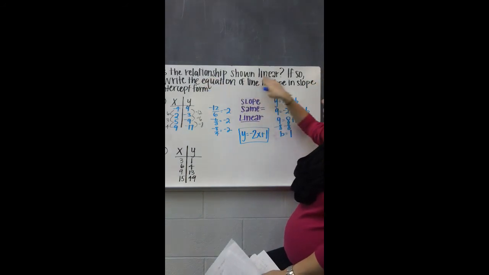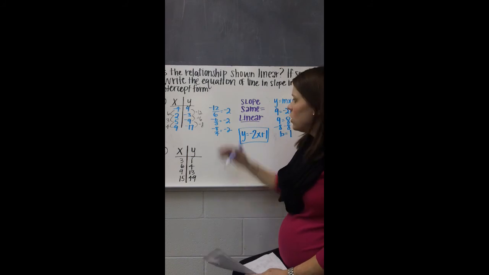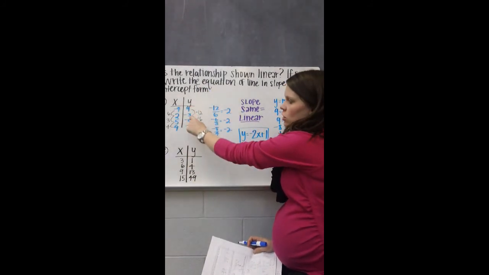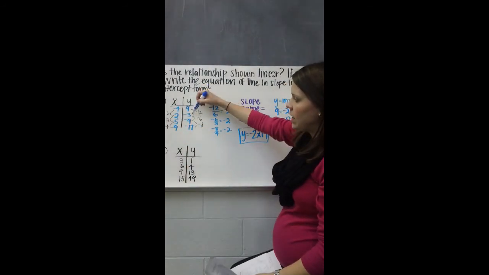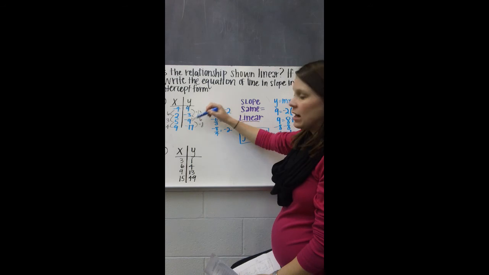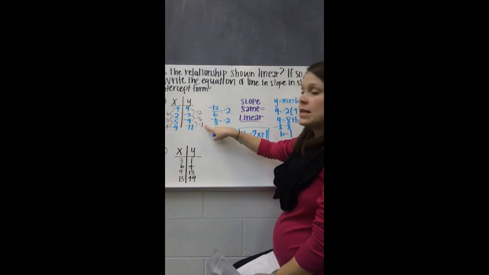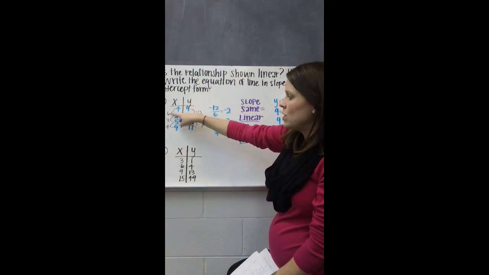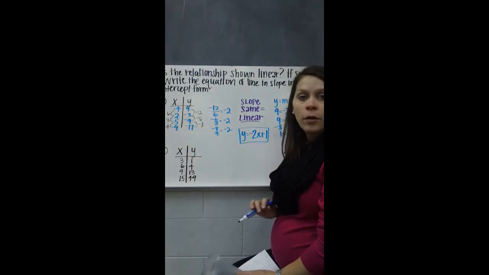So it says, is the relationship shown linear? If so, write the equation in slope-intercept form. So we have our set of data. I found the change of my y values and my x values. So from 9 to -3 is -12. -3 to -9 is -6. -9 to -17 is -8. Here we change from -4 to 2 is 6. 2 to 5 is 3. And 5 to 9 is 4.